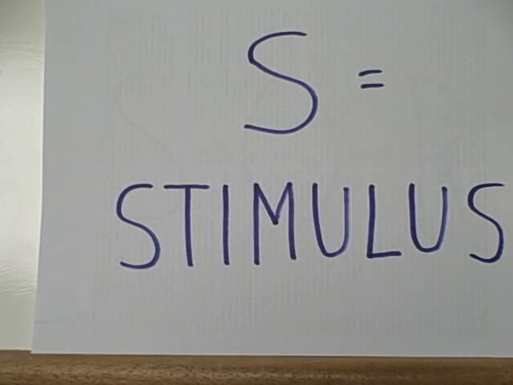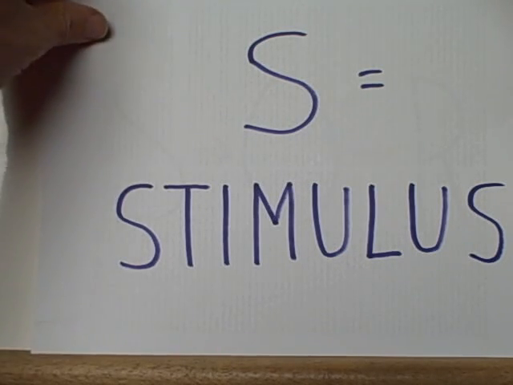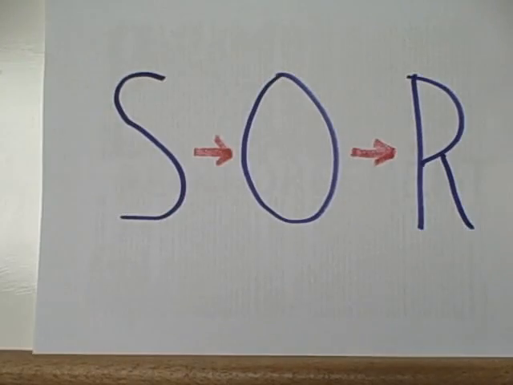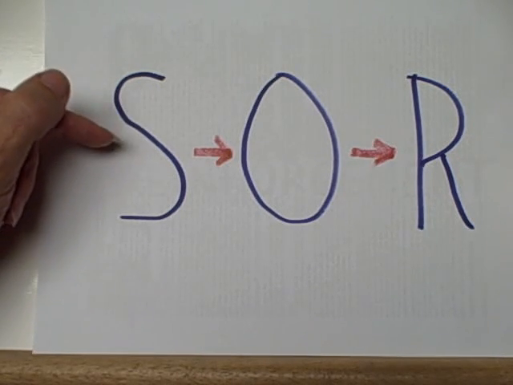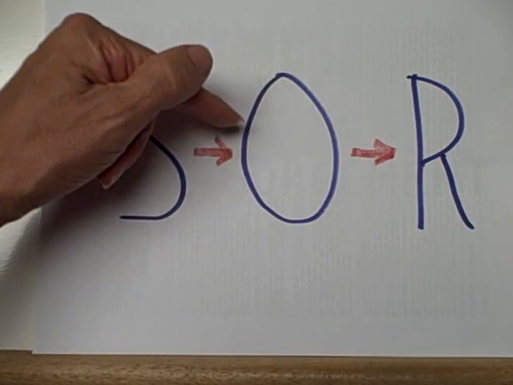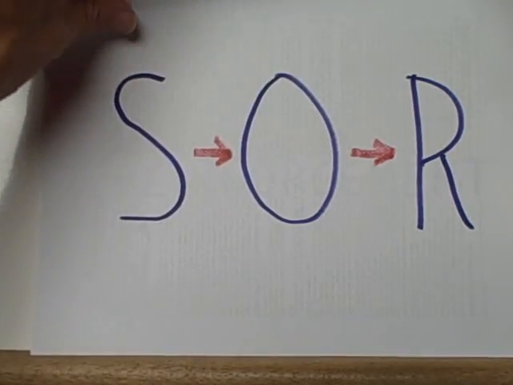And then we have to look at a stimulus. In other words, some change in the energy of the organism's environment that the organism can perceive. This is the basic relationship that we're looking for: a stimulus, an organism, and a response.